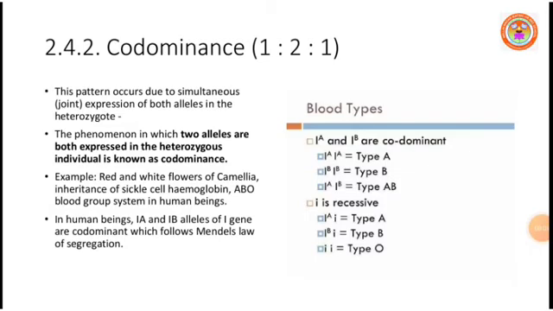Good morning, dear students. Today we are continuing gene interaction in chapter 2, classical genetics. A single phenotype is controlled by more than one set of genes, each of which has two or more alleles. This phenomenon is called gene interaction. In the last class we discussed this.